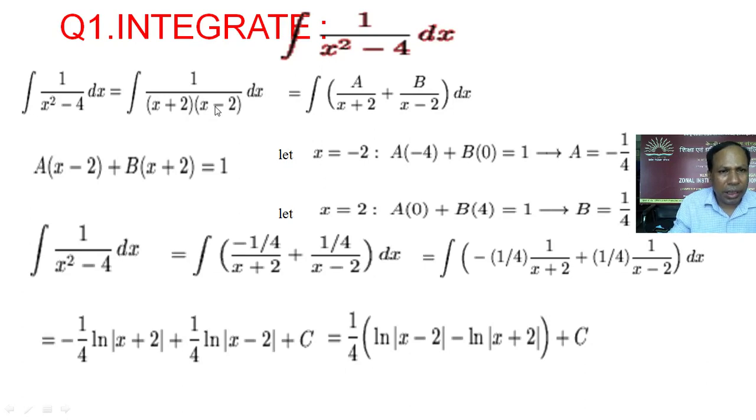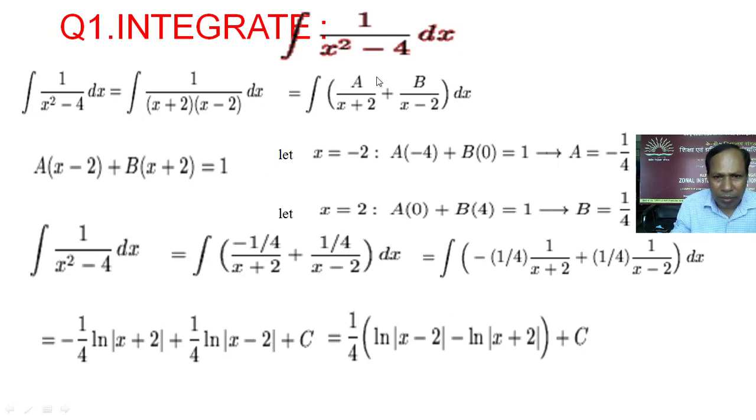Now using this technique of partial fractions, we will be solving some problems. So our first problem is integration dx by x square minus 4, and this x square minus 4 is in the form of a square minus b square. We can write it as a plus b into a minus b. Now since it is the product of two linear factors, we write that 1 by x plus 2 into x minus 2 is equal to some constant A by x plus 2 plus B by x minus 2.